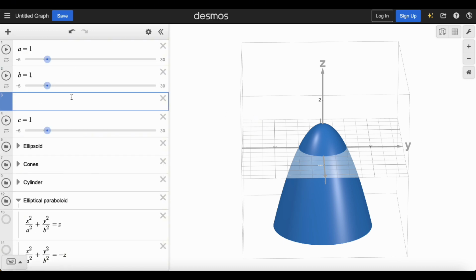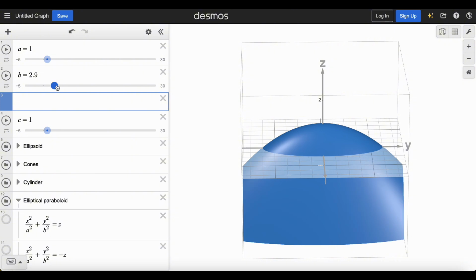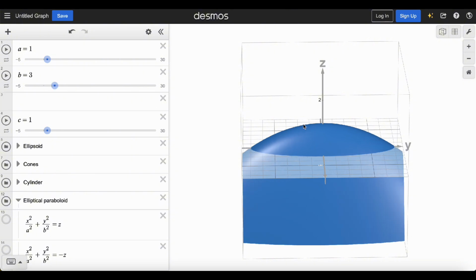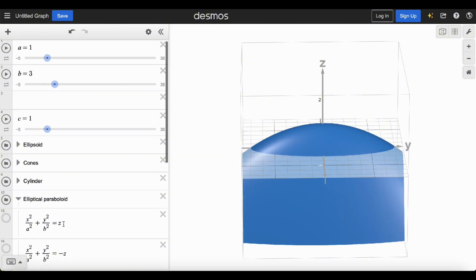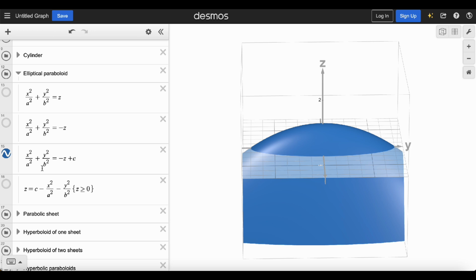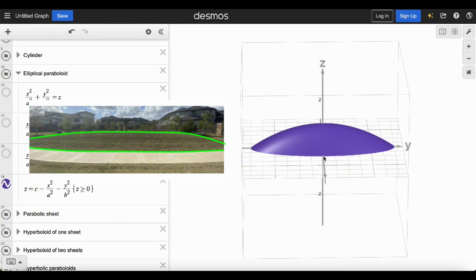Because my hill has a gentle slope, I'm going to increase Y by increasing B. So I get a gentler slope upwards. And since elevation is always positive, I'm going to bound Z to be greater than or equal to 0. Ultimately, we get this. It's a simple yet effective way to model natural landscapes.